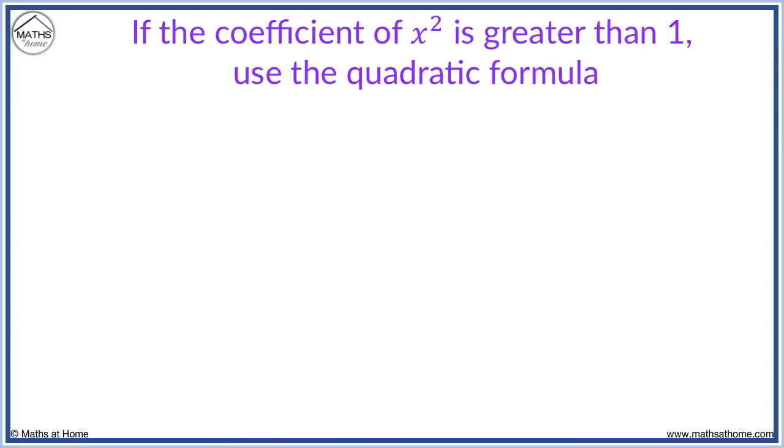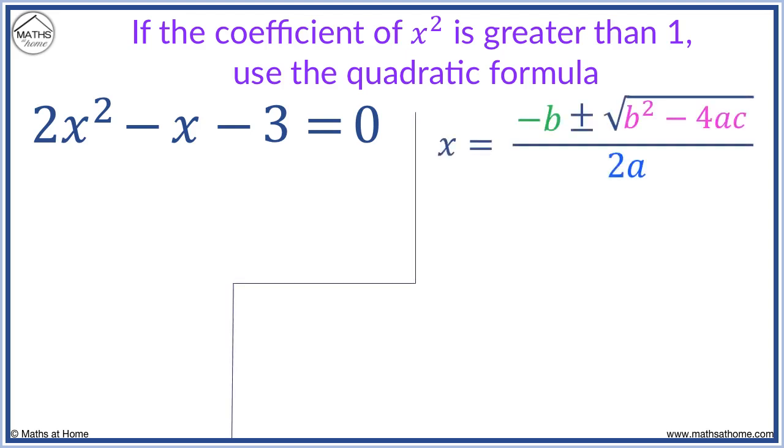We also use the quadratic formula if the coefficient of x squared is greater than 1, such as 2x squared minus x minus 3 equals 0. Here, a equals 2, b equals -1, and c equals -3. Since b equals -1, b squared equals +1. b squared is always positive.